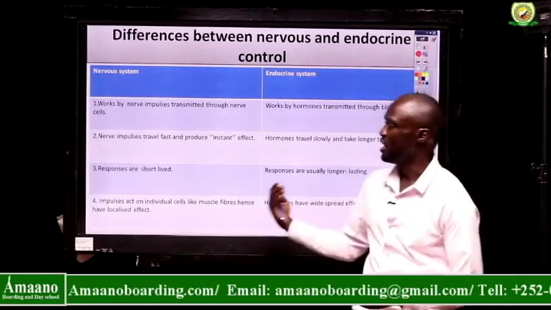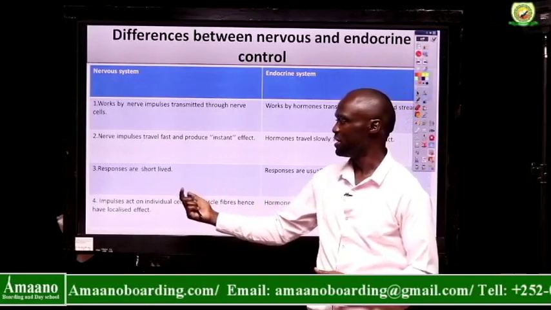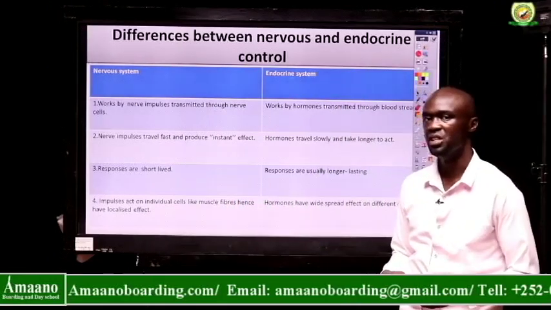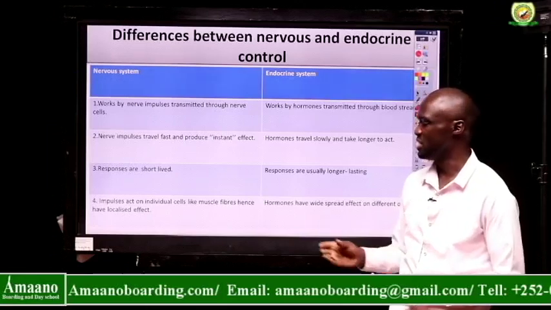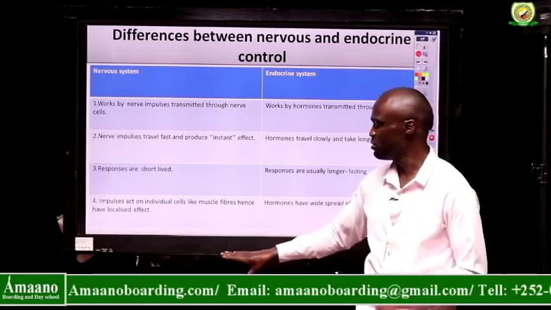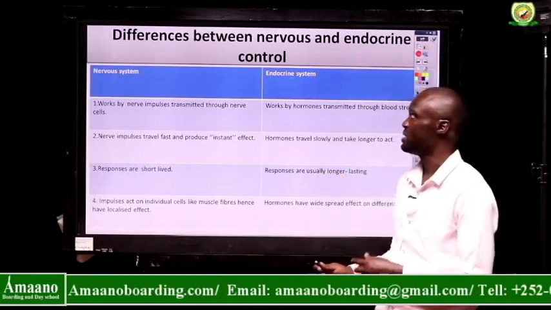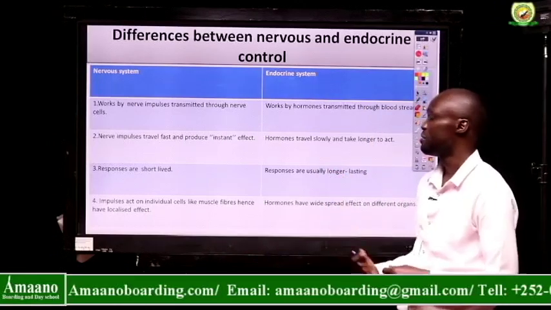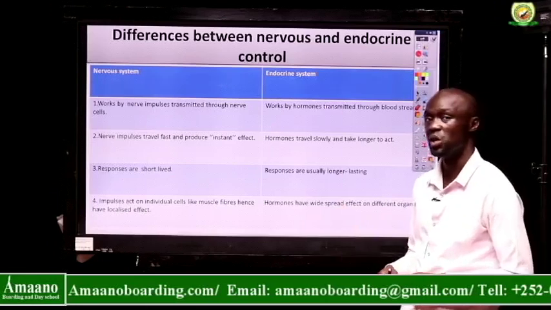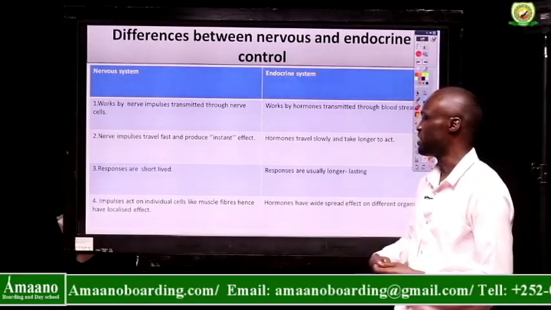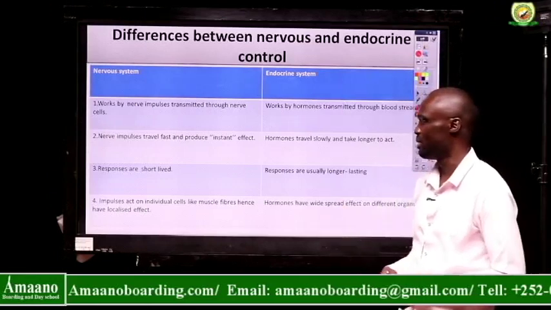The third difference is that in the nervous system, responses are short-lived. You imagine touching a hot object, just a few seconds, you remove it and then it ends there. But for endocrine, responses last longer. Once hormones are released, their effect lasts for a longer period of time.